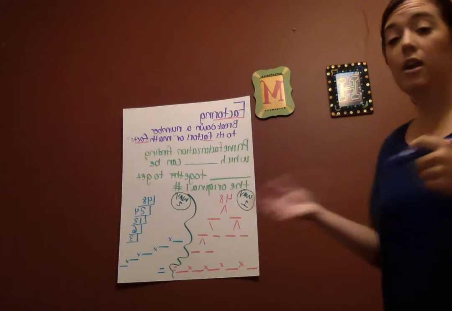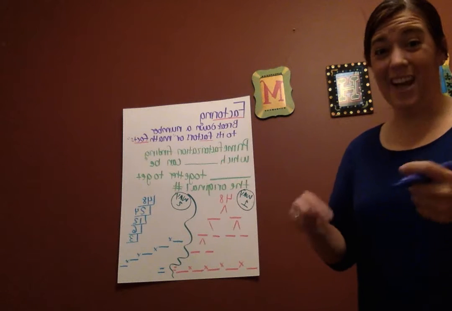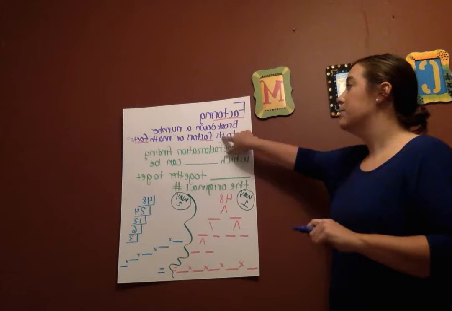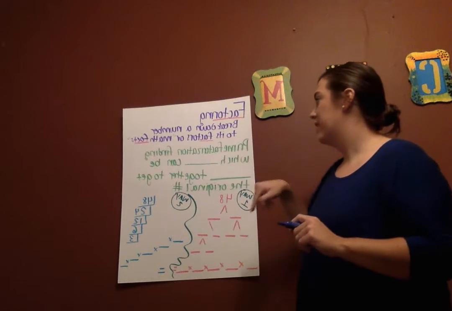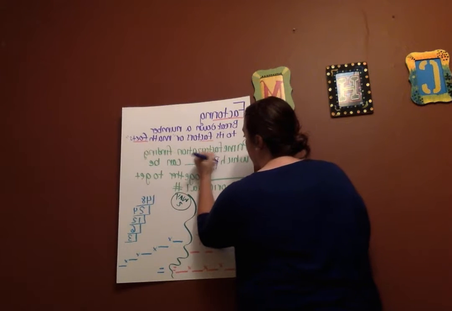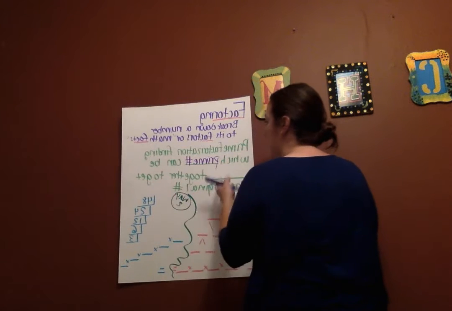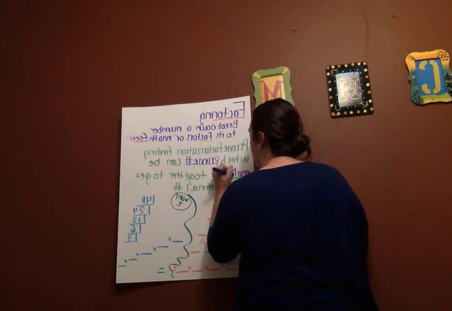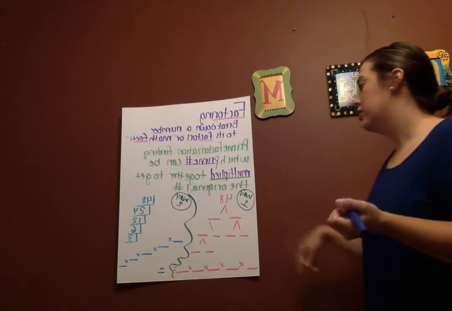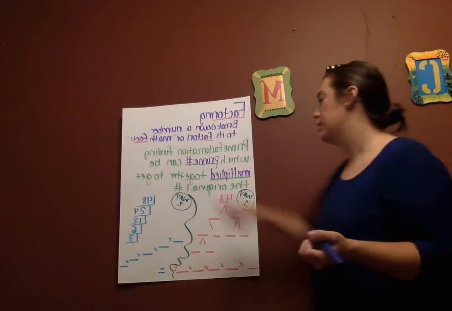Now that we've talked about our factors and our prime and composite numbers, we're going to learn how to factor and how to break a number down to its prime factorization. So, factoring is breaking down a number to its factors or math facts. Prime factorization is finding which prime numbers can be multiplied together to get the original number. So prime factorization is when you find your prime numbers.